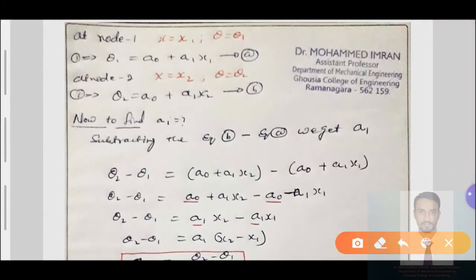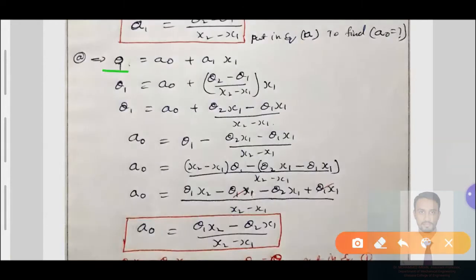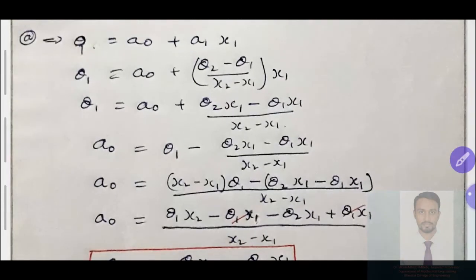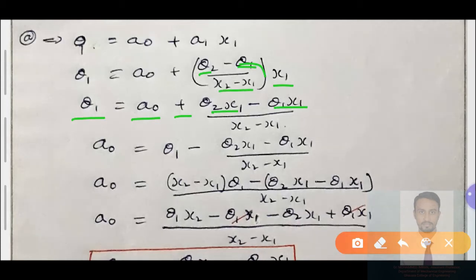In equation number a, theta 1 becomes a naught plus a1 x1, where a1 means theta 2 minus theta 1 divided by x2 minus x1, and substitute the value of x1, right? After that, rearrange this equation: theta 1 is equal to a naught plus x1 multiplied inside the bracket, theta 2 x1 minus theta 1 x1, divided by x2 minus x1, which remains the same.